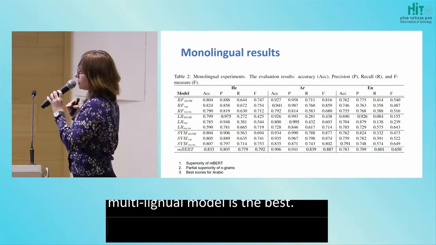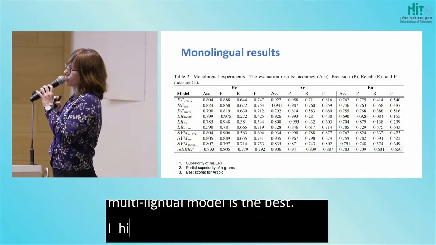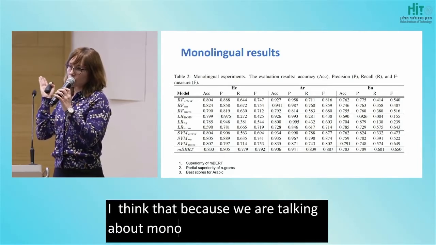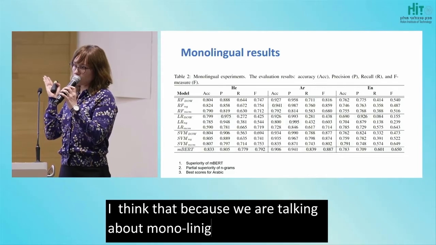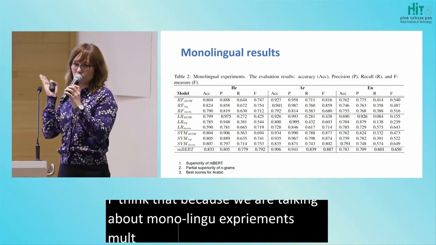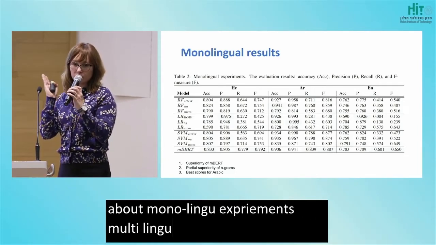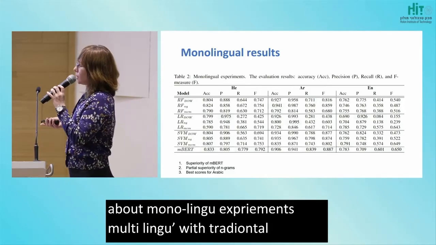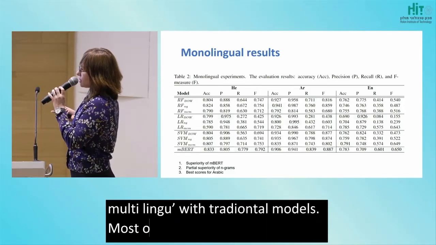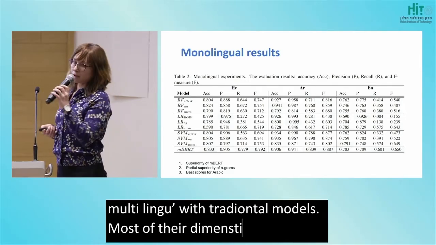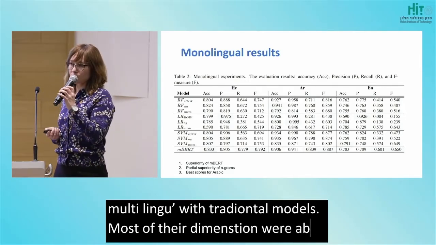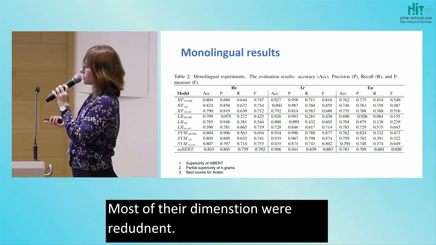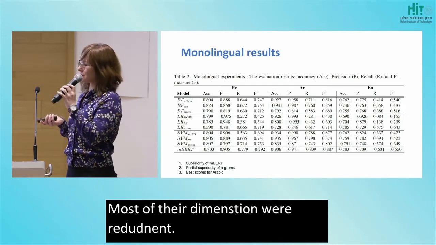And I think that because we're talking about monolingual experiments, using multilingual BERT vectors with traditional models was just overkill. Most of their dimensions were redundant. And the best scores we can observe for Arabic. I don't know how to explain it except maybe better quality of this data set. But it's something very consistent.